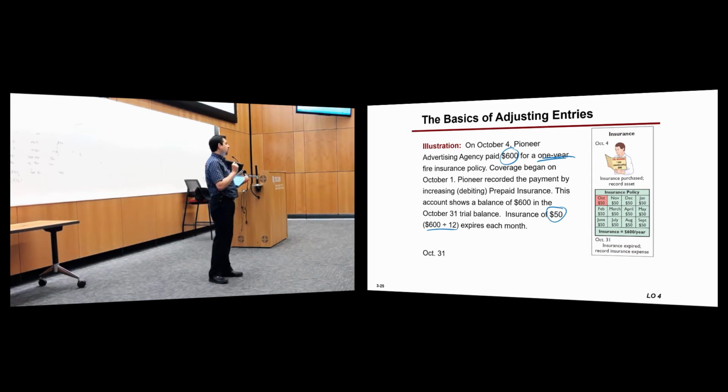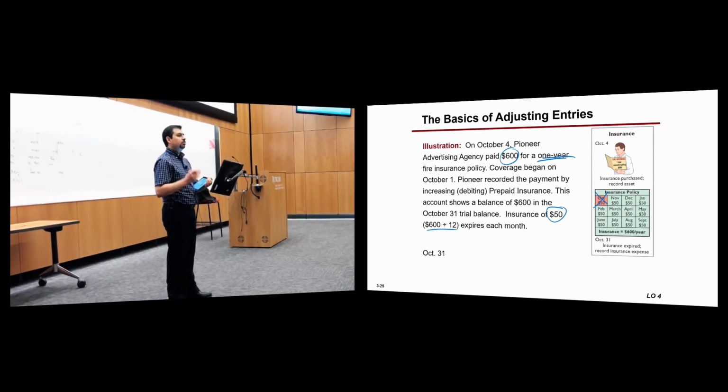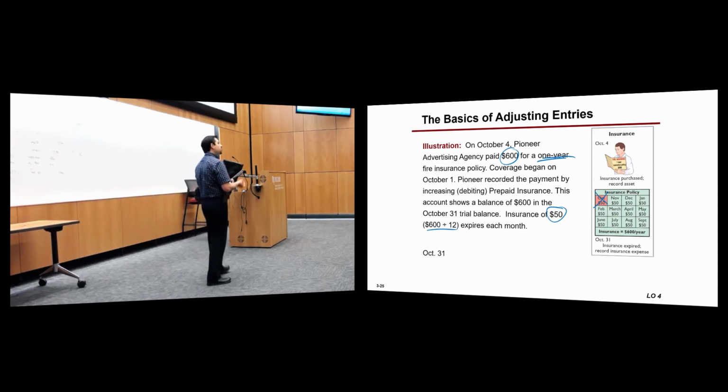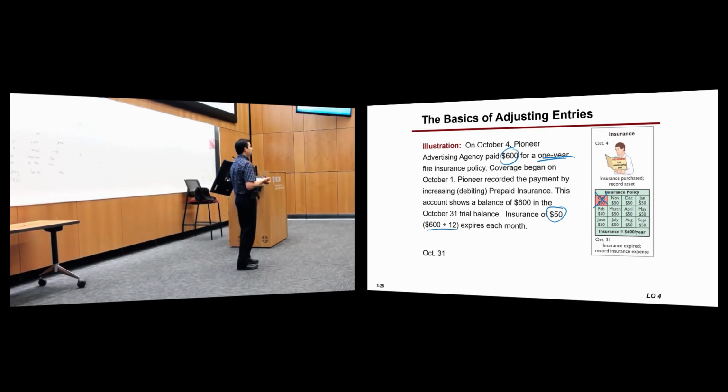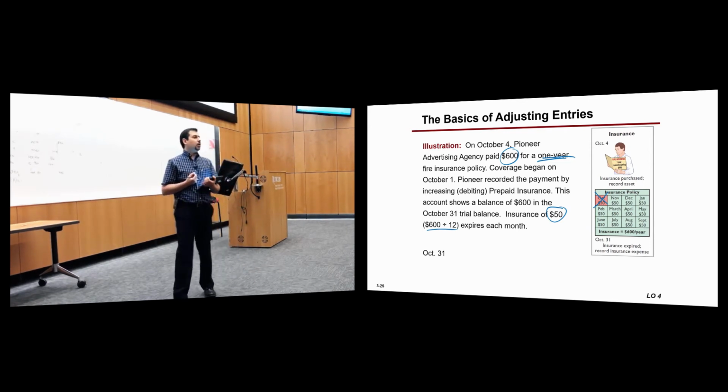However, the company already used the month of October. How many months do they still have? 11 months, right? So they have an asset, which is prepaid insurance for 11 months. The value of these 11 months is actually $550, not $600. So we have $50 that expired, that were spent.